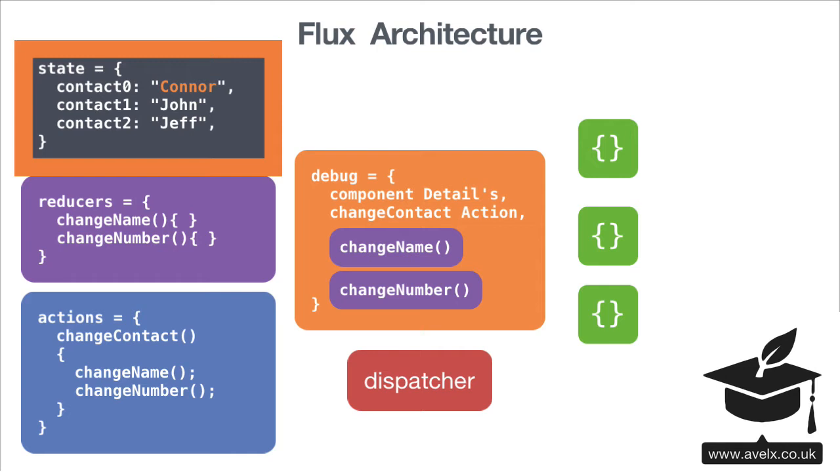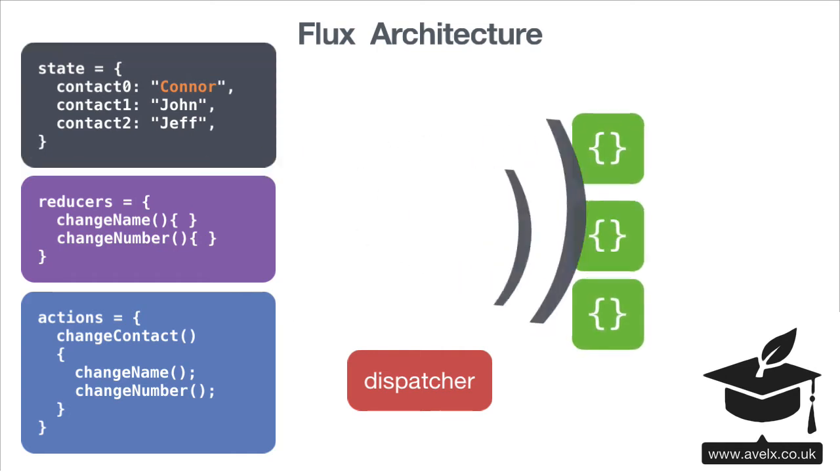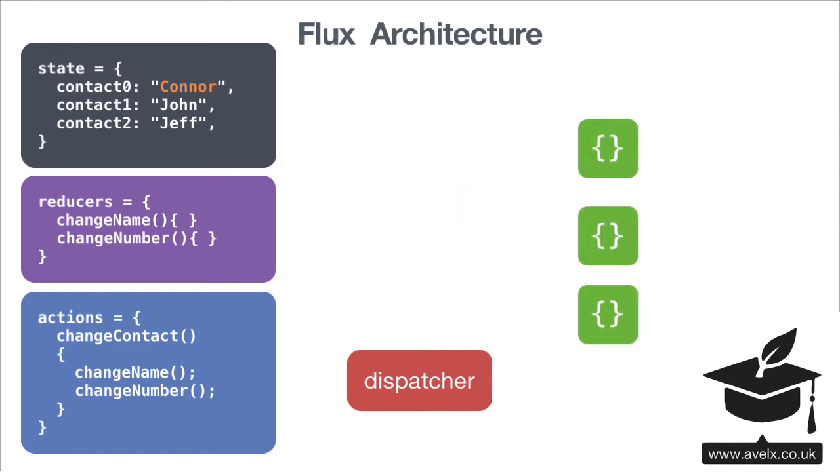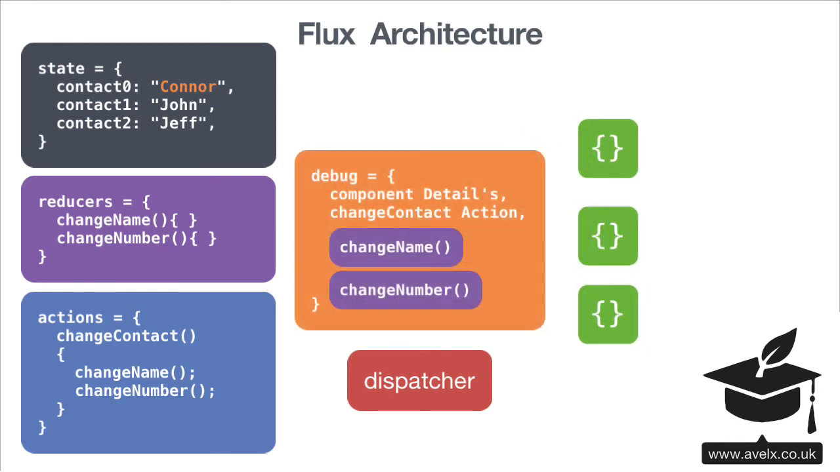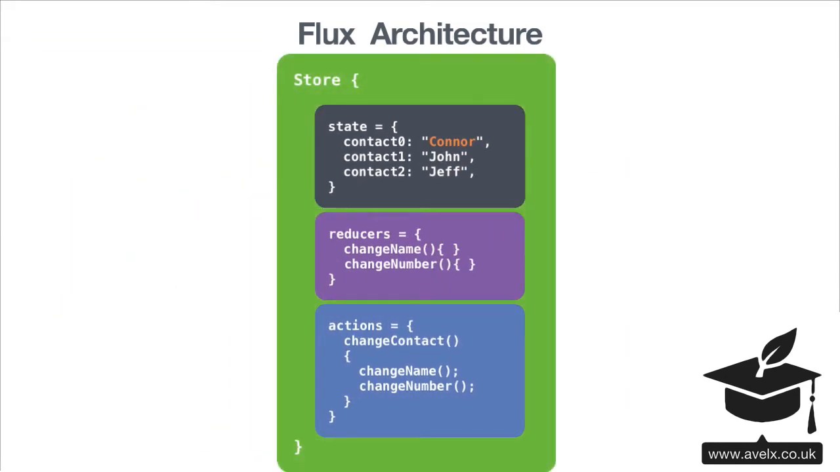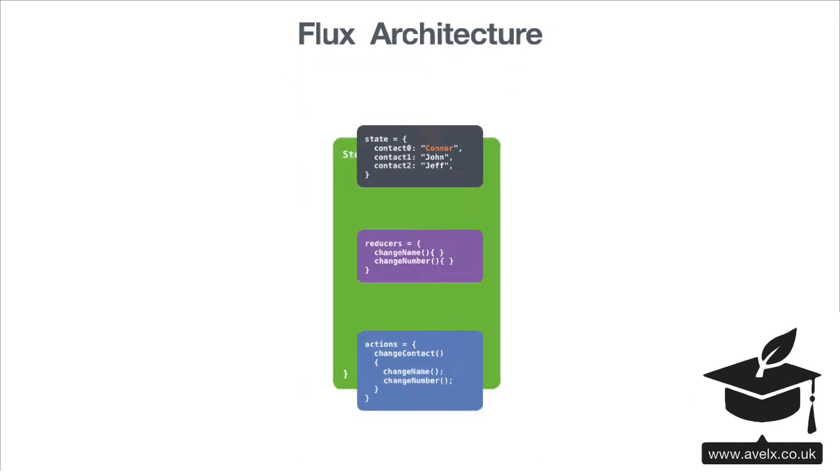For each change in the application state, our app is fluxed to reflect the data. Also, all the debugging information is in one place for simplicity. The store wraps the state, reducer, and actions together. It's like a shopping store for all your app data needs.